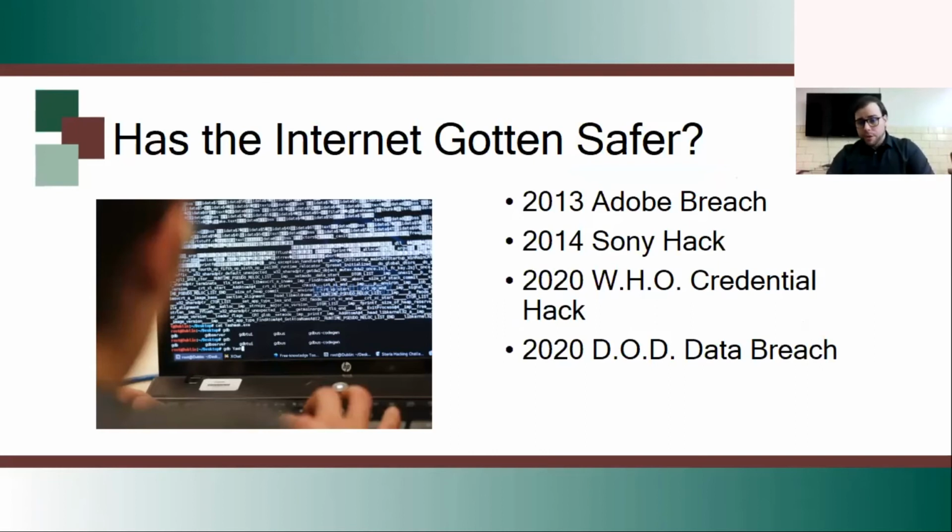Adobe had a breach in 2013 on October 3rd. 3 million credit card accounts were compromised. 38 million users' account information was compromised. $1 million, which seems kind of low, was the reported cost of the cleanup effort for this.